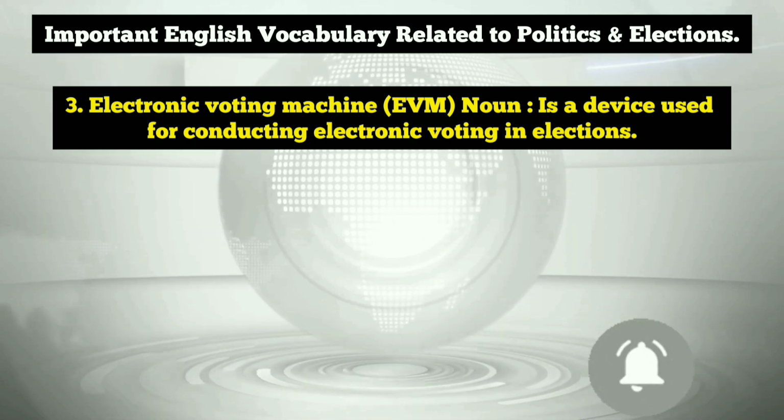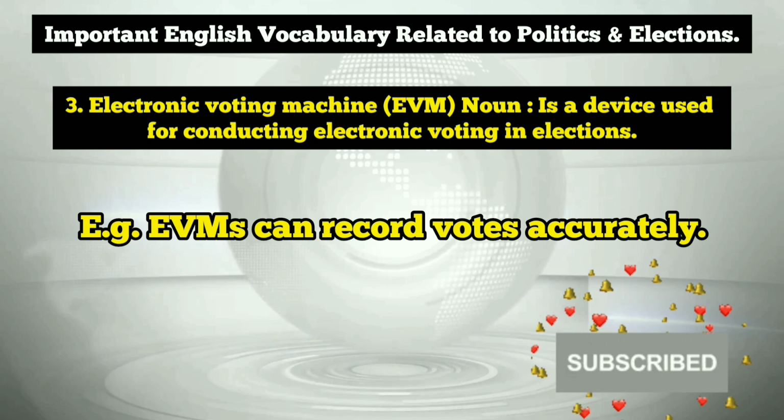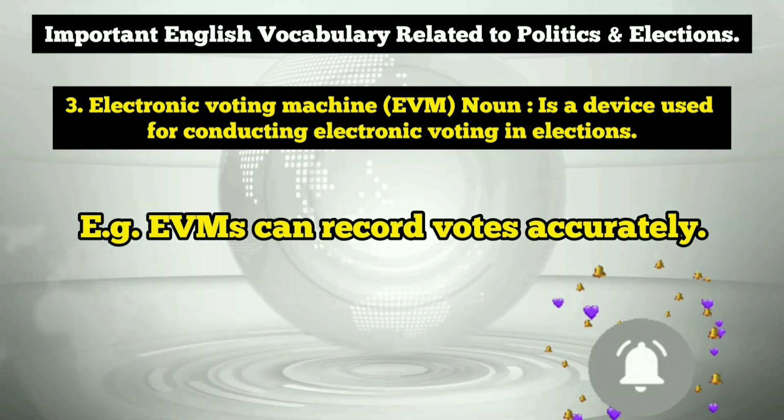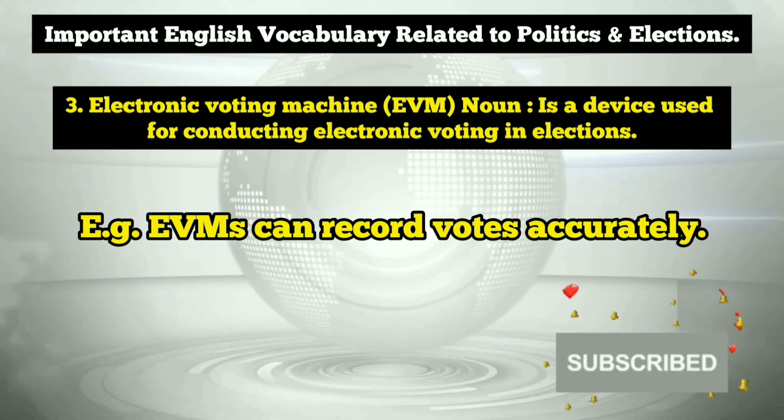So let me show you how to use it. EVMs can record votes accurately. So obviously they are more accurate than paper ballot. Comment below if you think the same.